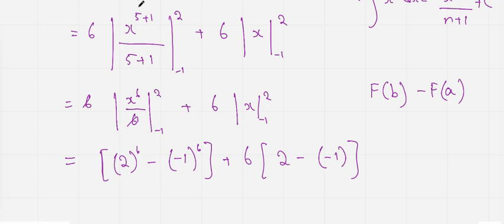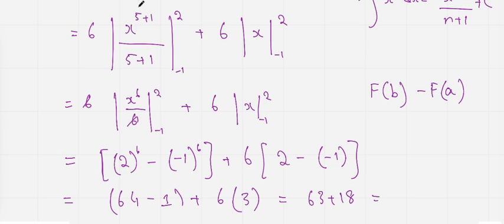That's how we do it. So now what is left here is 64, and minus 1 to the power 6 is 1, so it is giving me this. Plus 6 times 2 plus 1 gives me 3, so I'm getting 63 plus 18, which is 81 square units.